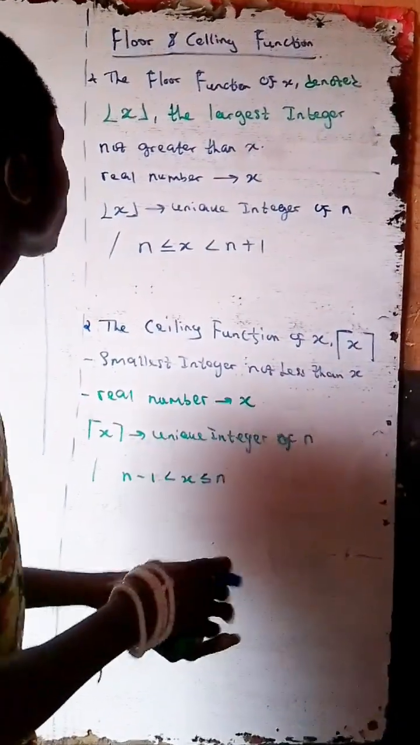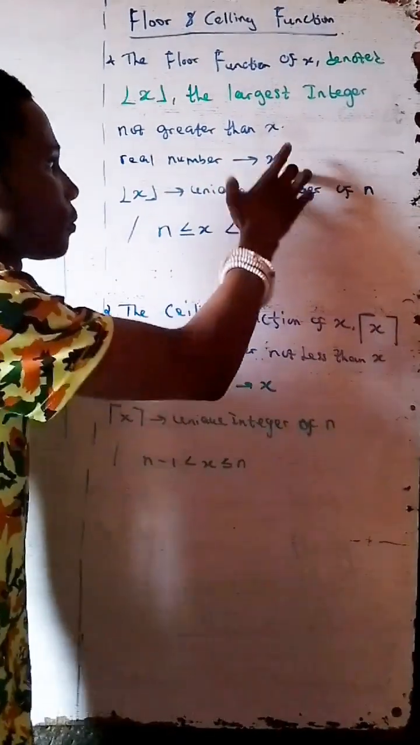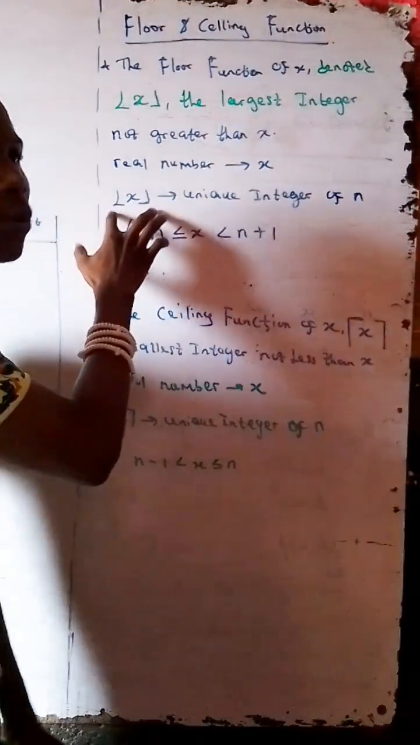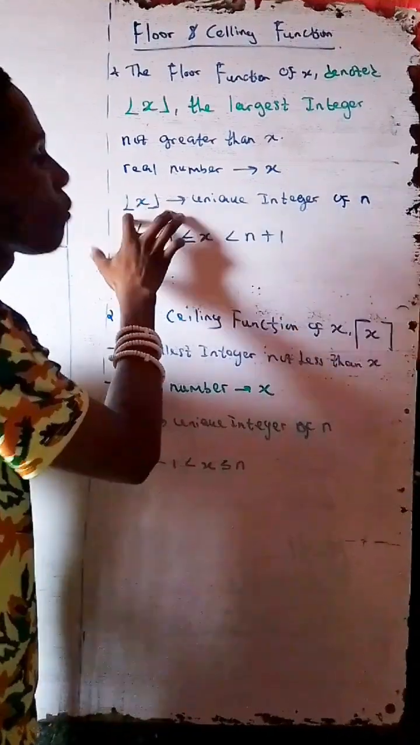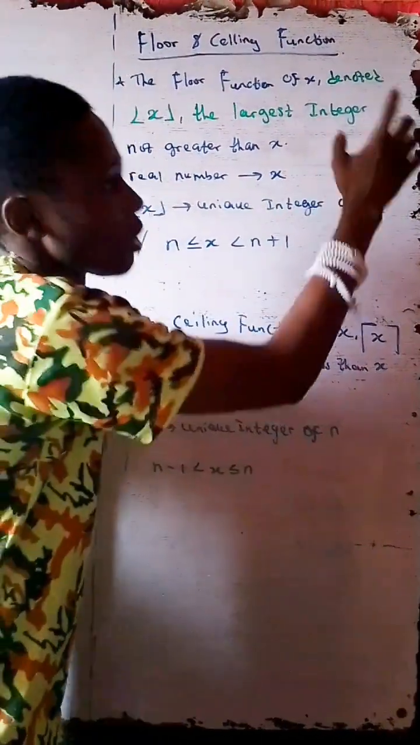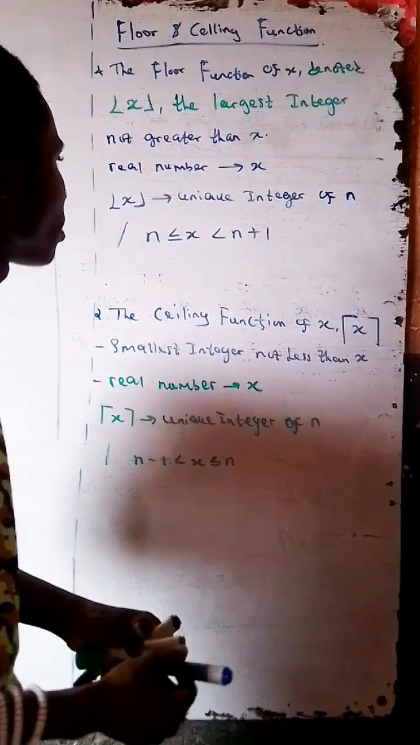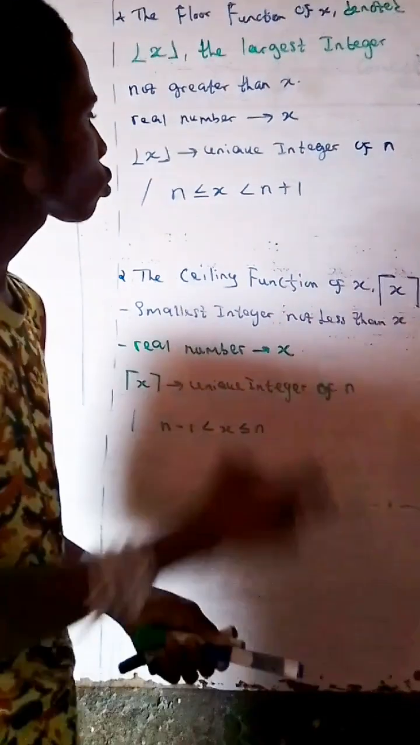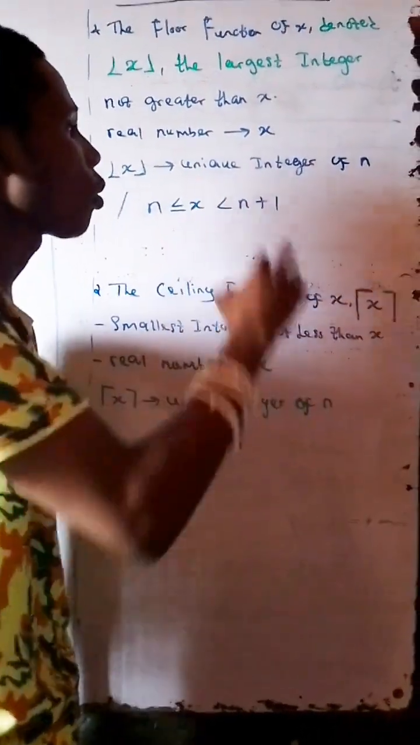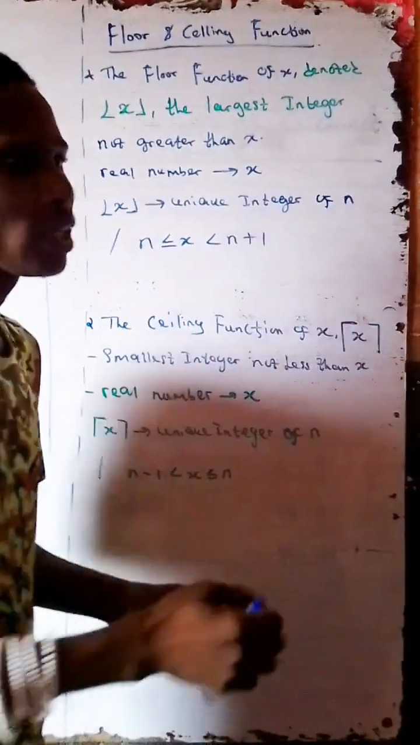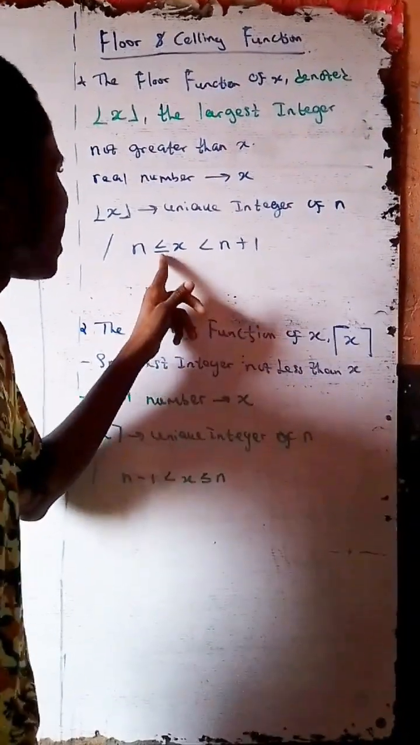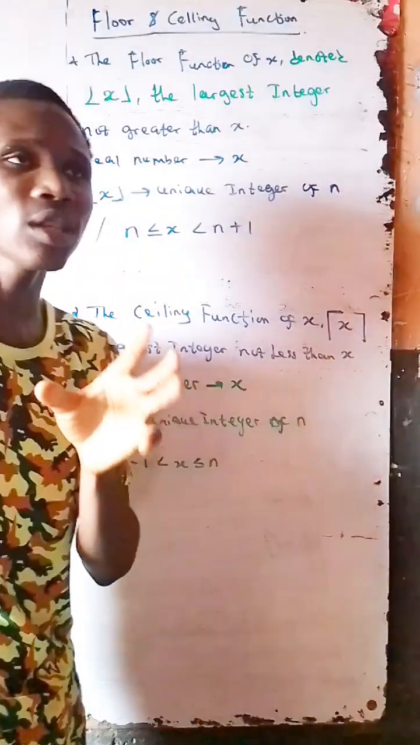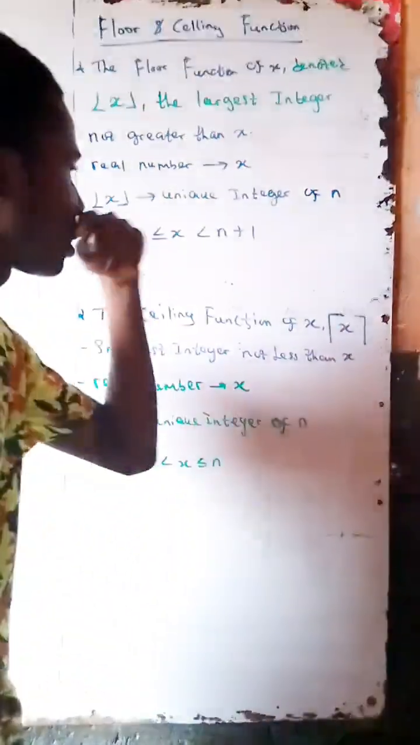And you are being given a real number, right? The operation you are being asked to make, which is the floor function, gives a unique integer n such that n is less than or equal to the value you are being given, x, which is less than n plus 1. Why it is written as less than or equal to x, I will explain in the next slide.